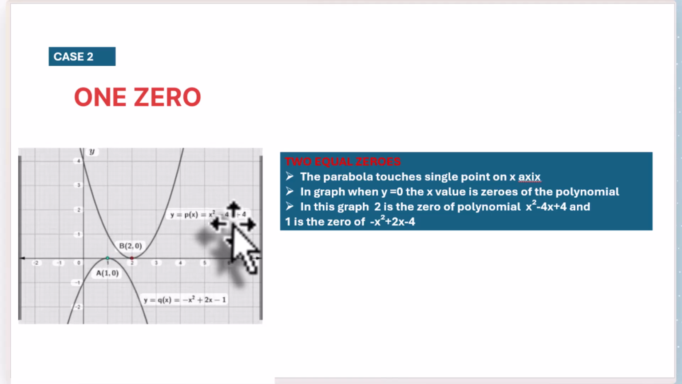In the first graph, x square minus 4x plus 4, the y value is 0 at the point 2, 0. So 2 is the zero of the polynomial x square minus 4x plus 4. For the second polynomial, minus x square plus 2x minus 1, the y value 0 is at 1, 0. Then 1 is the zero of the polynomial minus x square plus 2x minus 1.